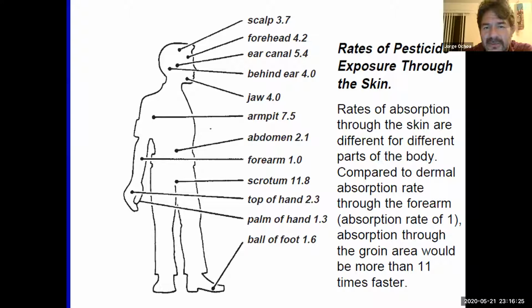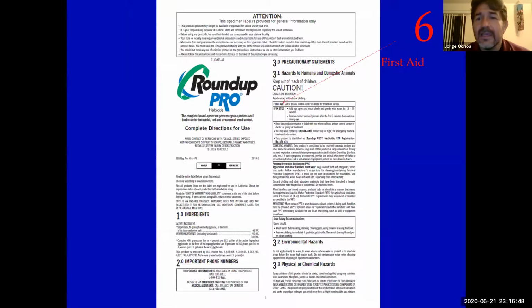So when we look at some of the non-exposed areas, very little. The palm of your hands, you have a lot of callus. You use them a lot, and most often you would wear gloves. But this is just showing you some of the more common areas where the chemical may go into your body, and just be cautious and be protective of those areas.